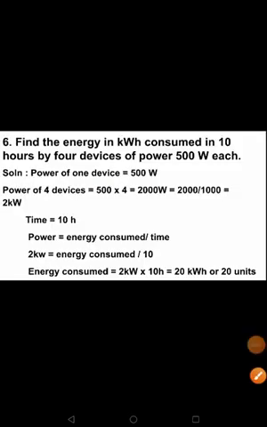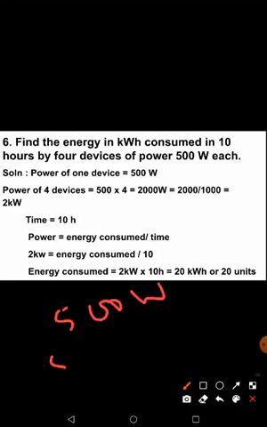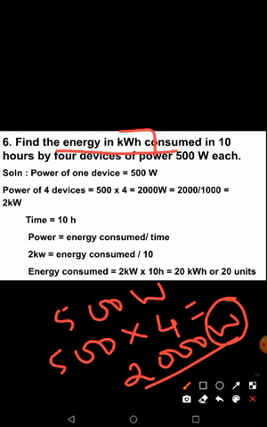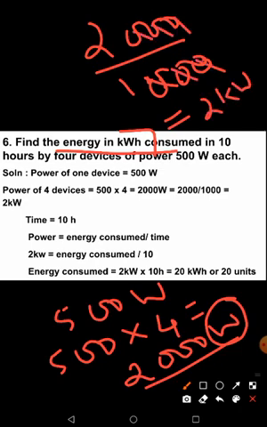Question here. Find the energy in kilowatt hour consumed in 10 hours by 4 devices of power 500 watt each. So one device has a power of 500 watts. So there are 4 devices. So the power of 4 devices will be 500 into 4, which will give you 2000 watts. Now the question is to find the energy in kilowatt hour. So watt should be converted into kilowatt. How can you convert watt into kilowatt? You can divide by 1000. So when you divide by 1000, you get 2 kilowatt as your power of 4 devices.